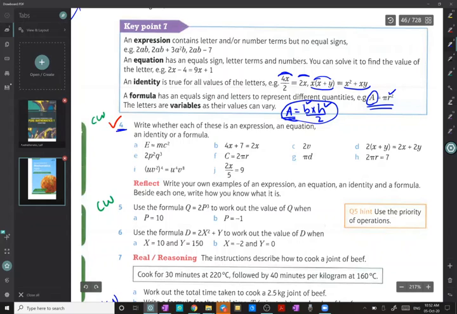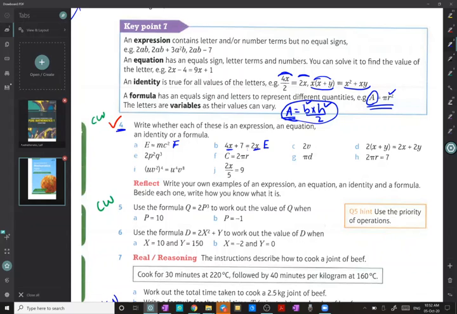Let's start with classwork number 4. Write whether each of these is an expression, an equation, an identity, or a formula. In the first part, this is a formula because it has several variables, although it has an equal sign in it, but it's not an equation. In part B, you only have one variable and there's an equal sign, therefore this is an equation.